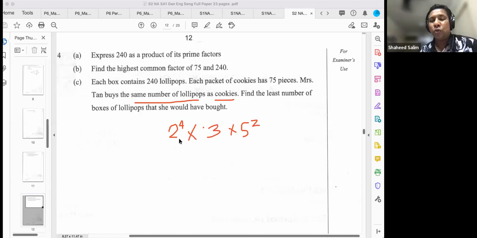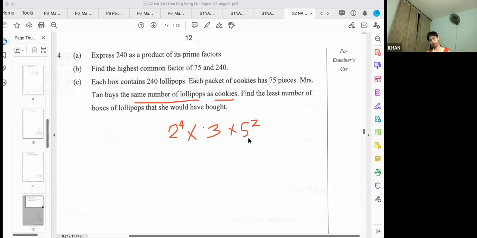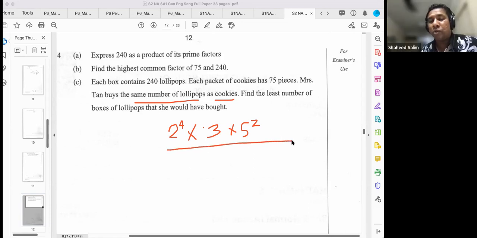That means if you times this, 2 times 2 times 2 times 2 is already 16, right? 16 times 3 times 25 is a very big number, 12,000, right? Then that's the total number of lollipops. You must divide by one box of lollipops, 240. Then you can get the number of boxes. You get it? This is now loose lollipops.